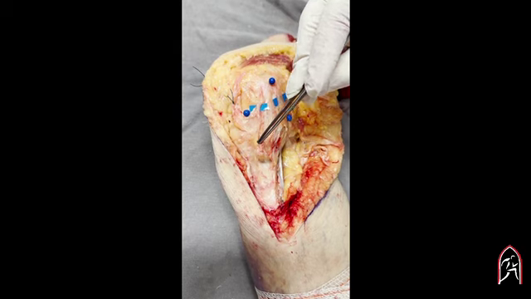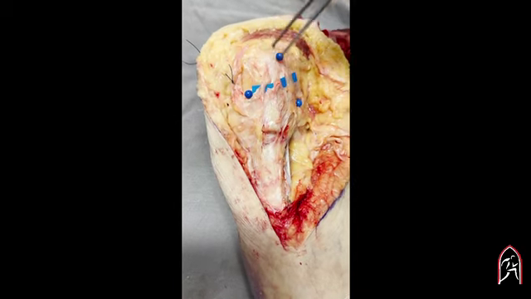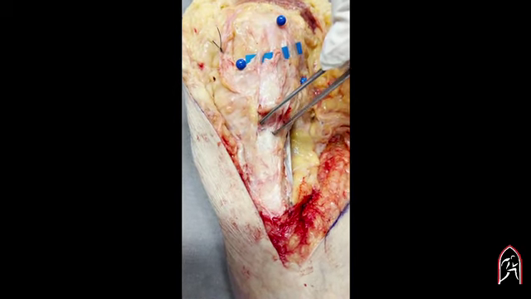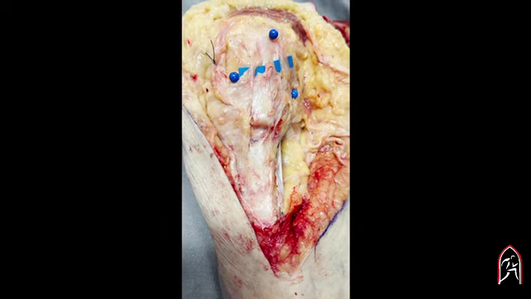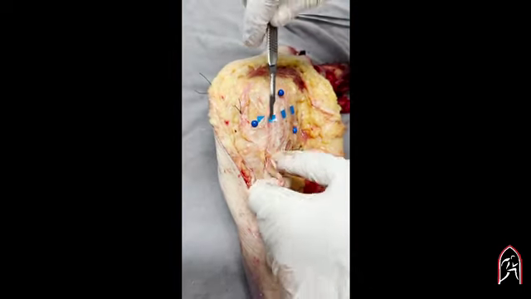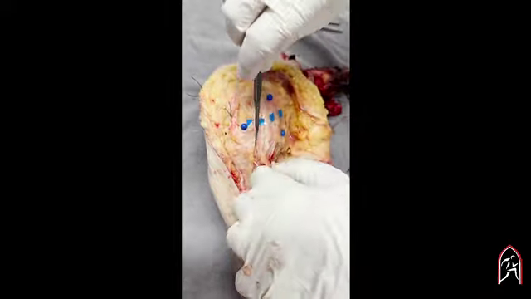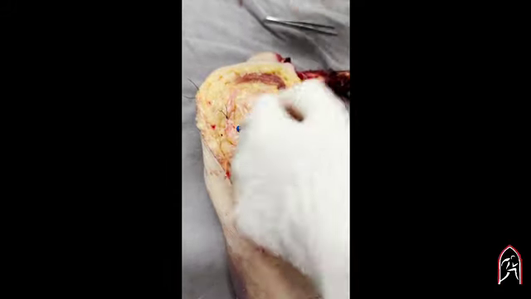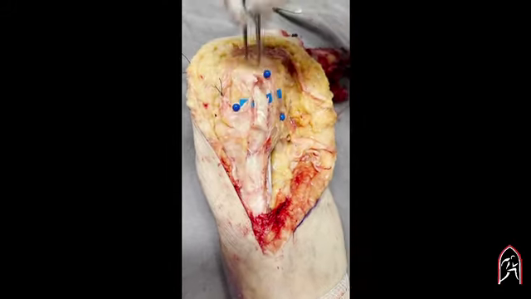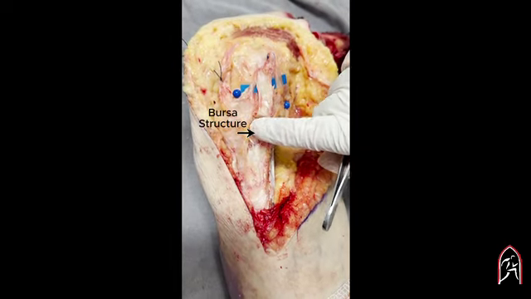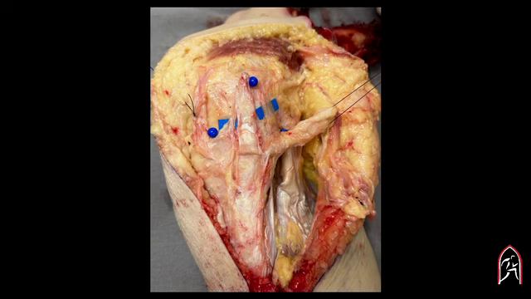Detach the first distal attachment of the superficial MCL, the most robust attachment. After releasing the distal attachment, observe the interattachment bursa structure. After the distal attachment, the interattachment bursa, tuberosity, and proximal attachment are observed.